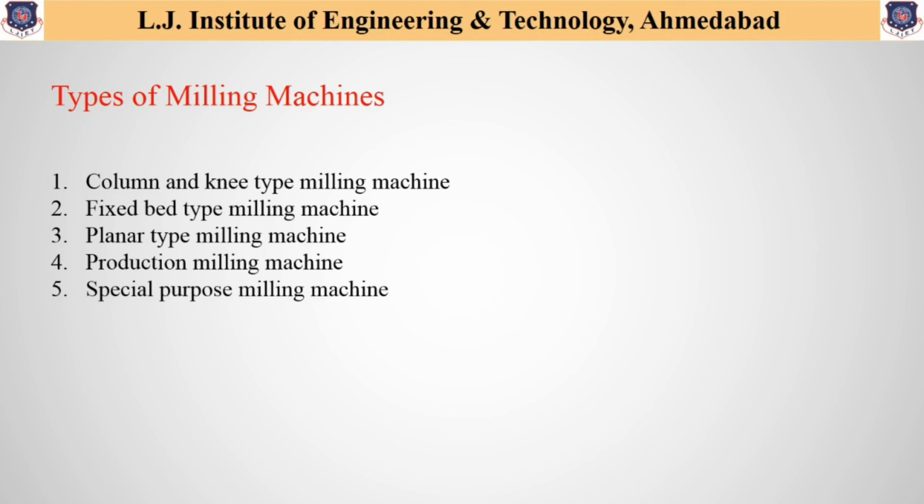And from our next lecture onward we will start discussion about the first, that is the column and knee type milling machine, and what is the difference between the horizontal, vertical, universal and omniversal milling machine.